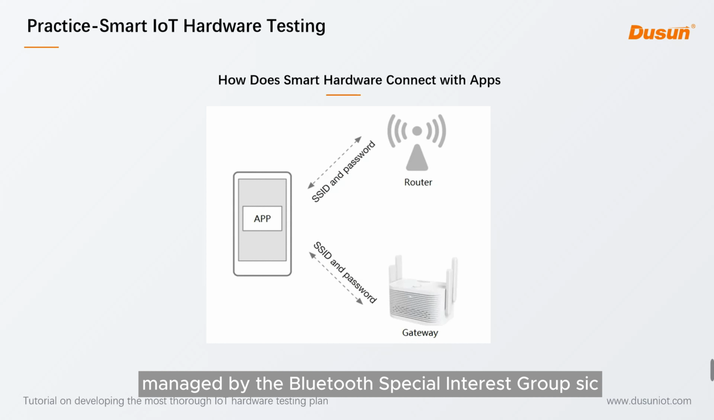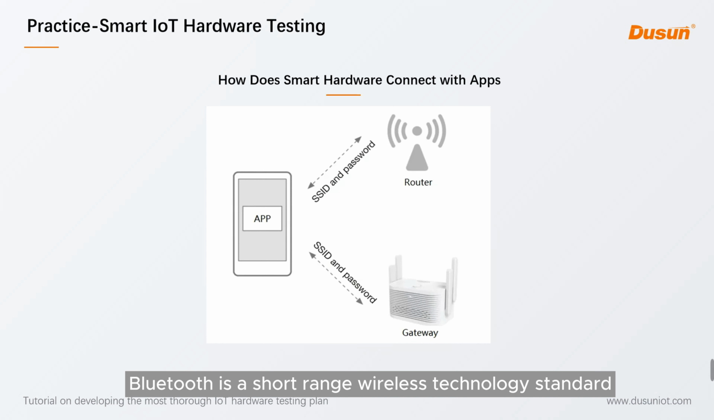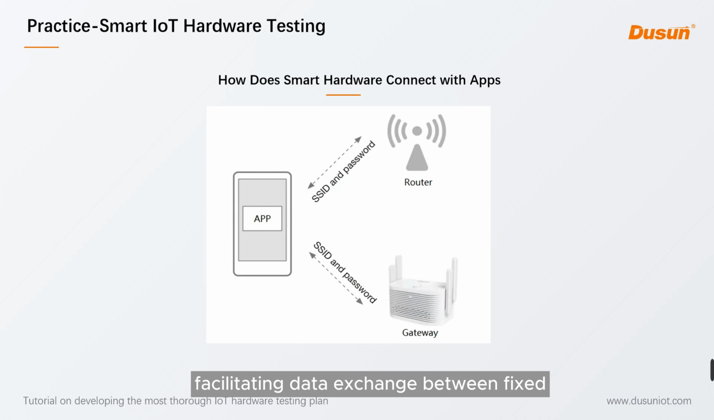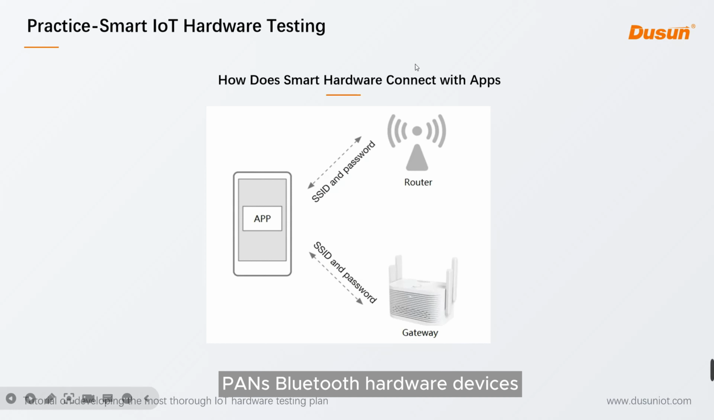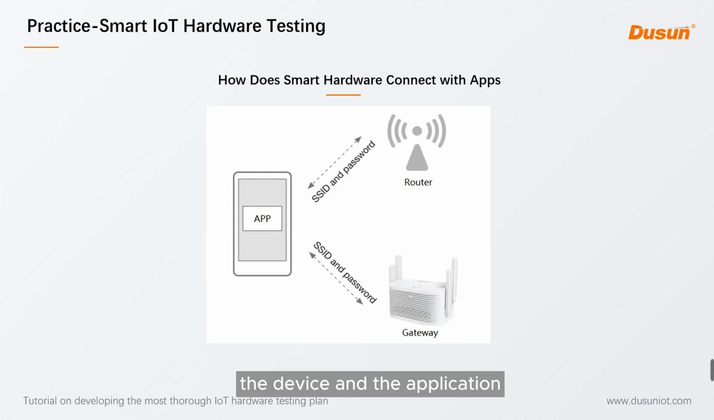Bluetooth is managed by the Bluetooth Special Interest Group, SIG. It is a short-range wireless technology standard facilitating data exchange between fixed and mobile devices over limited distances. It plays an important role in establishing personal area networks, PANs. Bluetooth hardware devices, such as headsets and mice, are designed to support point-to-point connections and come with stringent distance requirements on the device and the application.